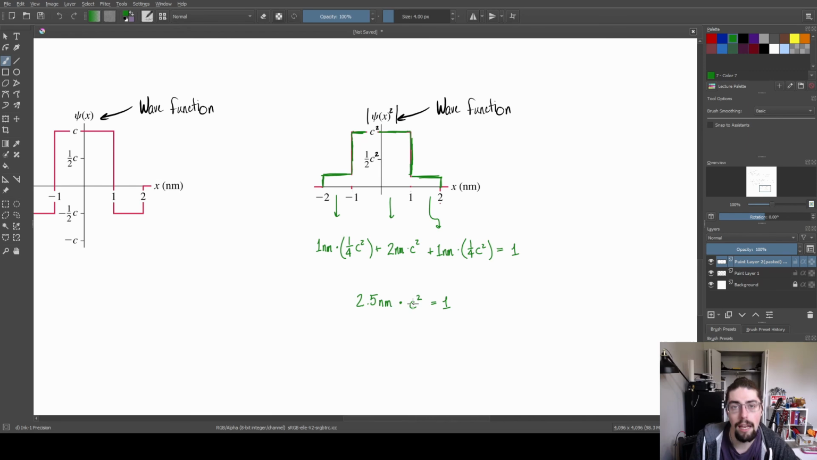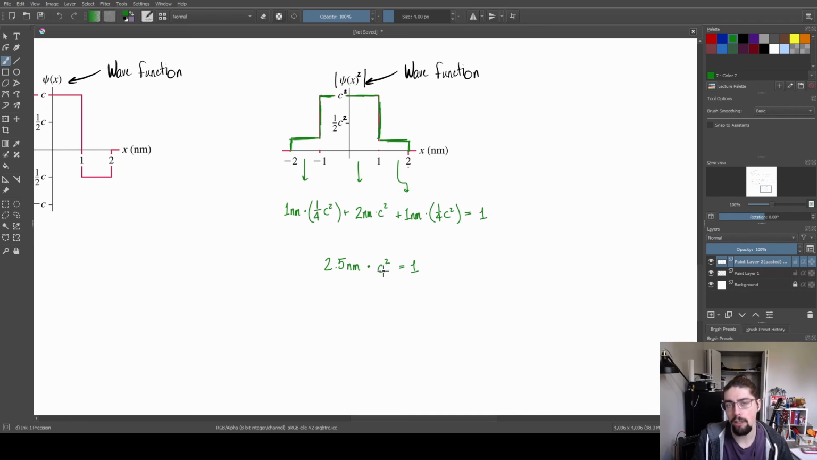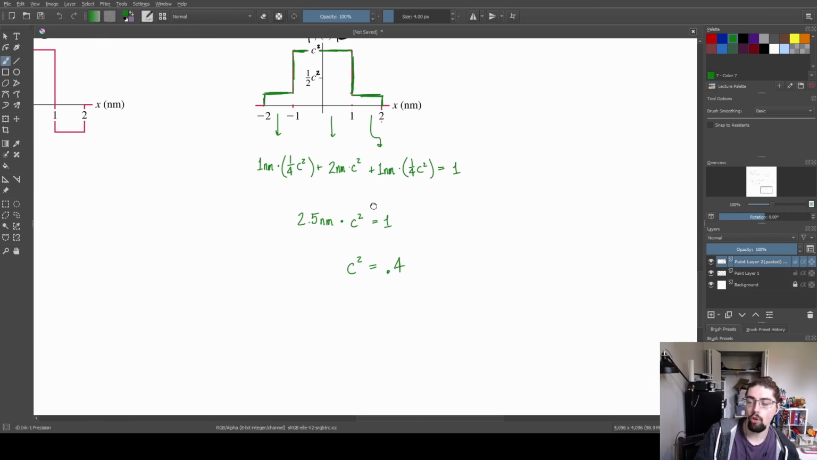A couple different ways that I could handle it at this point. I could solve out for c in terms of nanometers. That would be totally fine, actually. Let's just go ahead and do that. I think that's probably the easier way to go about things. So 1 divided by 2.5 is going to end up as 0.4. Considering all of these units to be in nanometers, take the square root of 0.4, and that number turns out to be something a little bit nasty, like 0.632.